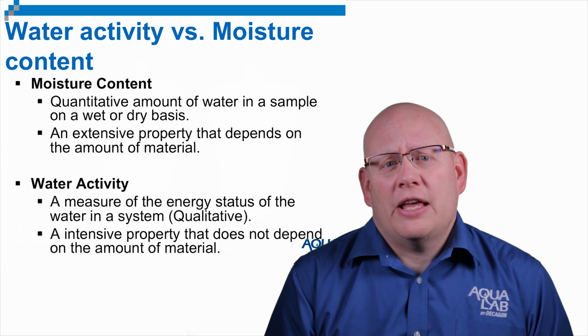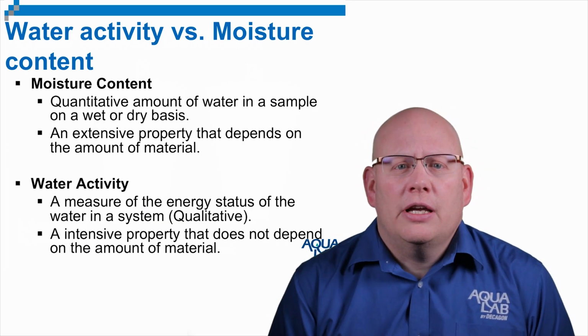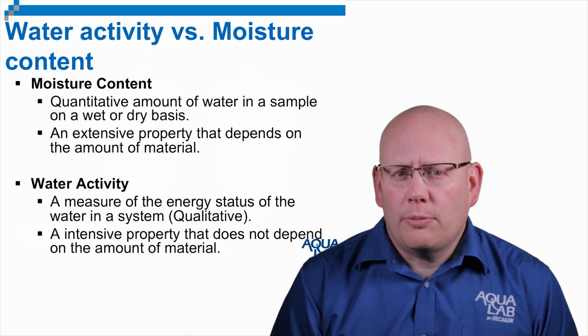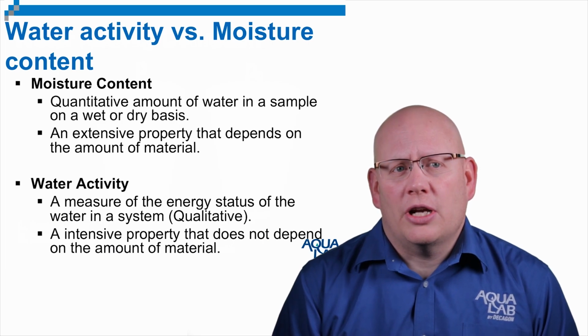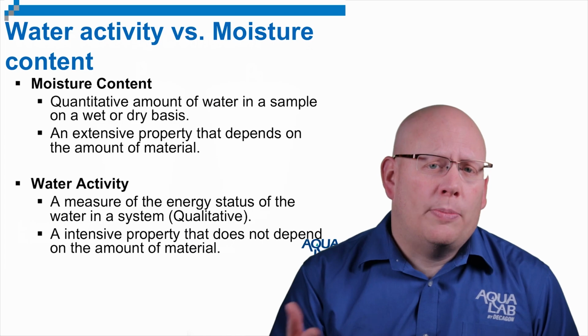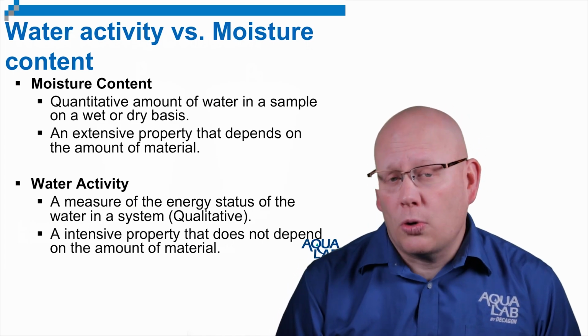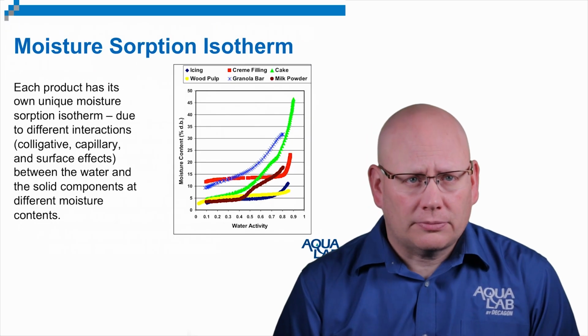How readily is it available for things to happen in the system, as opposed to just offering how much water is present. So those are two different measurements. They are related to each other through something called the moisture absorption isotherm. But they are very different measurements, and they don't provide the same information or the same correlations when we talk about safety and quality of products.